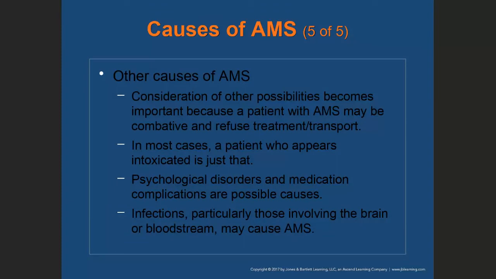Considerations of other possibilities become important because a patient with altered mental status may be combative and refuse treatment and transport. In most cases, a patient who appears intoxicated is just that. So in most cases, a patient that appears drunk is usually drunk, right? Psychological disorders and medication complications are possible causes. Infections, particularly those involving the brain or bloodstream, may be a cause of AMS.